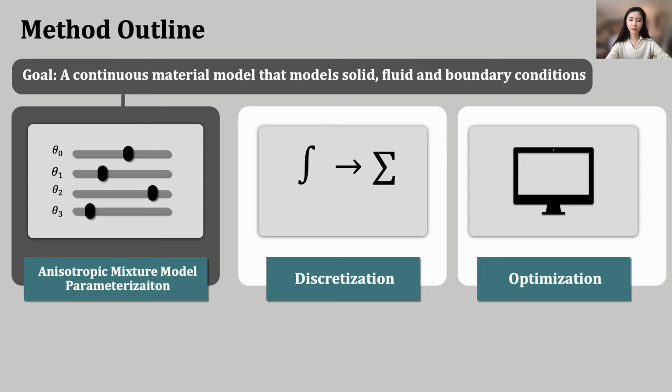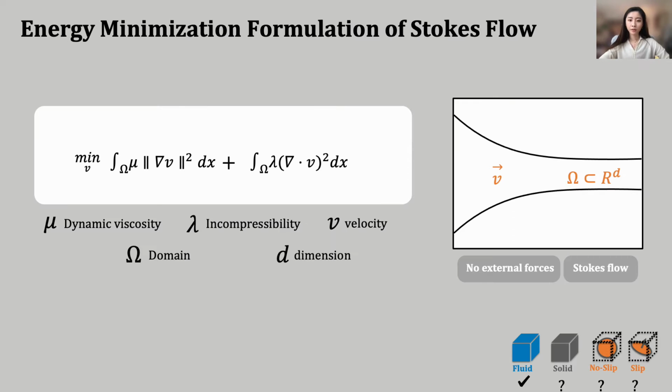I'll start with introducing a material model that can jointly and continuously model both fluid and solid phases and different boundary conditions. To start, I'll review Stokes flow in the energy minimization form, since our framework models Stokes flow for the fluid phase. Given a domain omega in either 2D or 3D, we can obtain the governing equation for Stokes flow by assuming the Navier-Stokes equations model steady-state, low Reynolds number, and laminar flow.